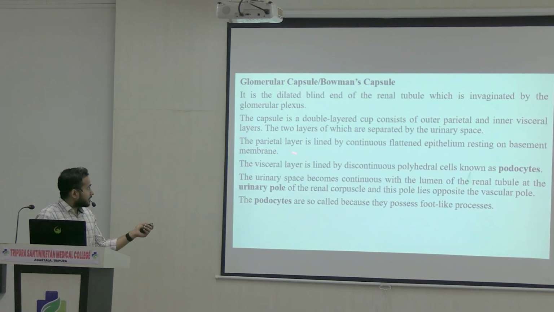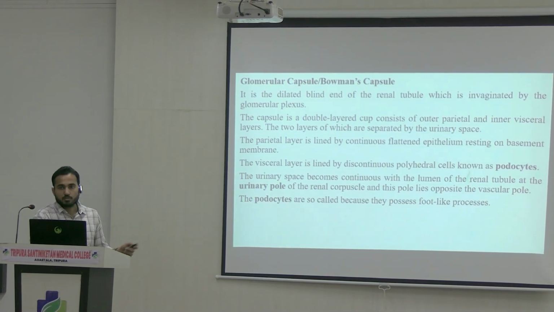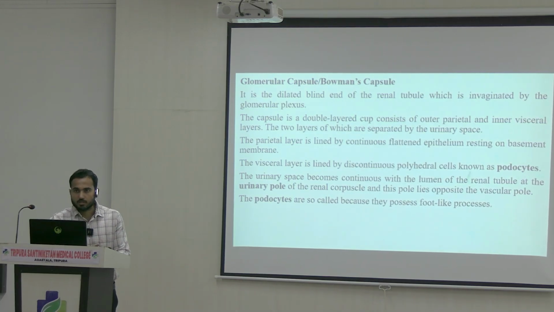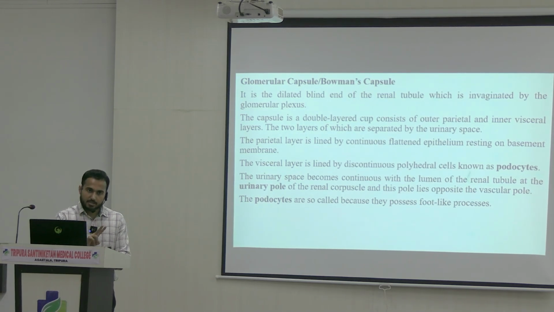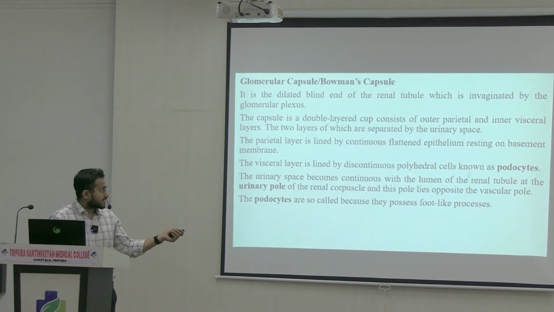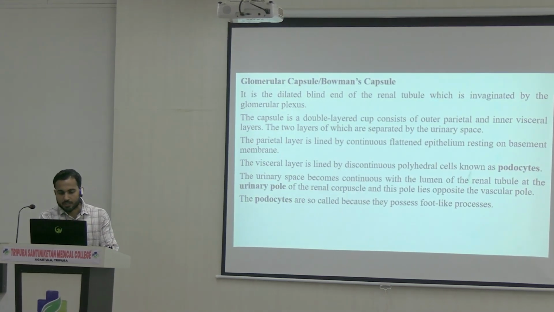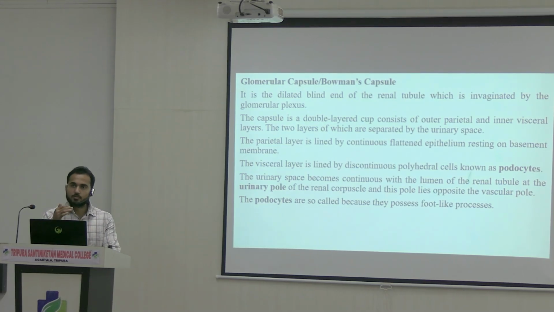Now the parietal layer is lined by flattened epithelium resting on the basement membrane, and the visceral layer is lined by discontinuous polyhedral cells called podocytes. Very important. That was absent in the case of peritoneum. Here two layers are present and a potential space is there, called the urinary space. The outer layer is lined by endothelium, and the inner layer has a special type of polyhedral cells called podocytes. The urinary space becomes continuous with the renal tubule at the urinary pole. The part from which the PCT starts is called the urinary pole.